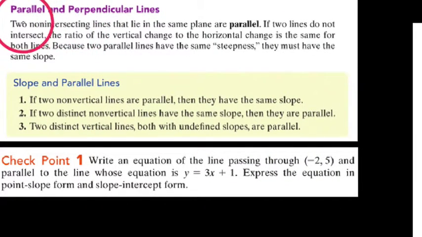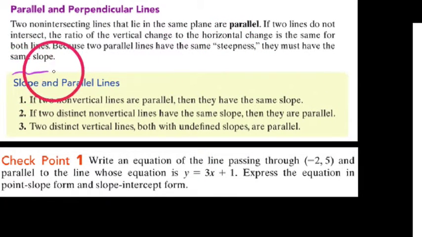So let's go ahead and talk about two parallel lines. We would say that two non-intersecting lines that lie in the same plane are said to be parallel. Of course, that's what we refer to as parallel lines. So if two lines do not intersect, then the ratio of the vertical change to the horizontal change is the same for both lines. That is to say, they have the same steepness. And if they have the same steepness, then they have the same slope.